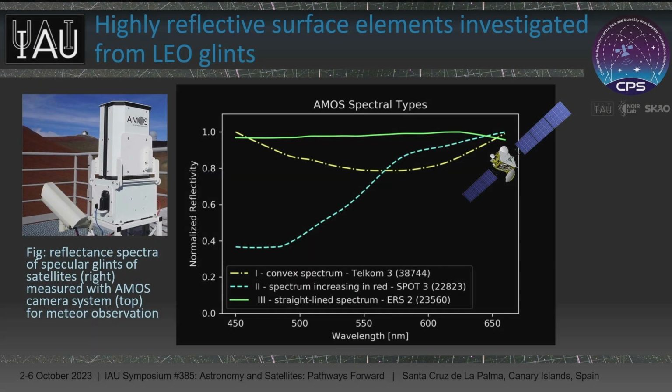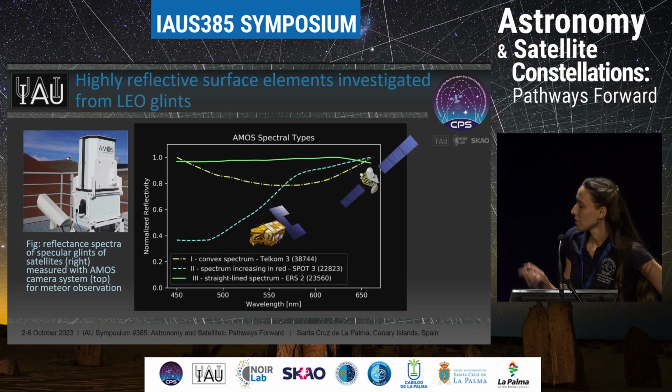We started this study a couple of years ago because our university, Comenius University of Bratislava, operates a system of cameras for meteor observation. But as the number of satellites increases, so does the number of satellites recorded by this system. And we have analyzed its spectra, over 70 samples from different satellites, and 3 types of spectra emerge from the data.